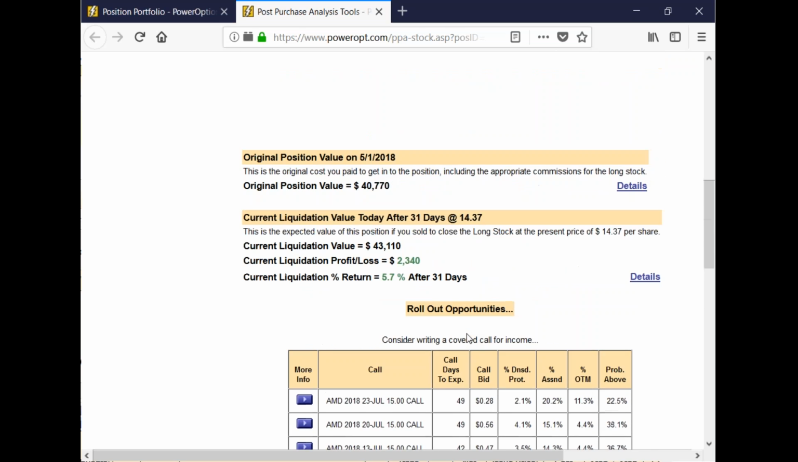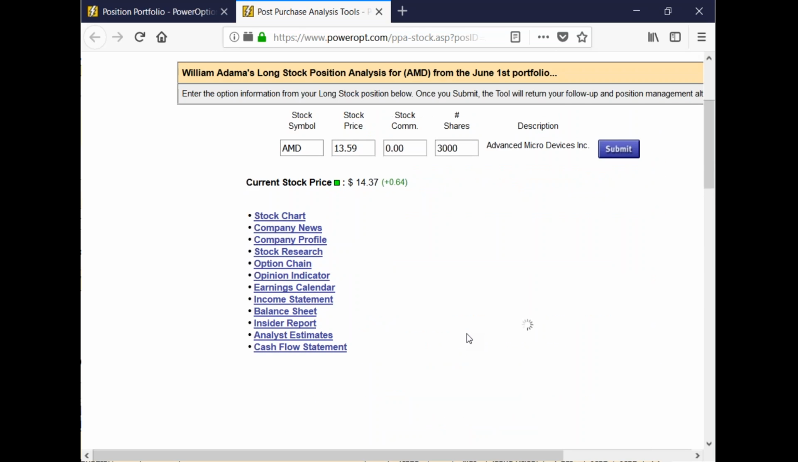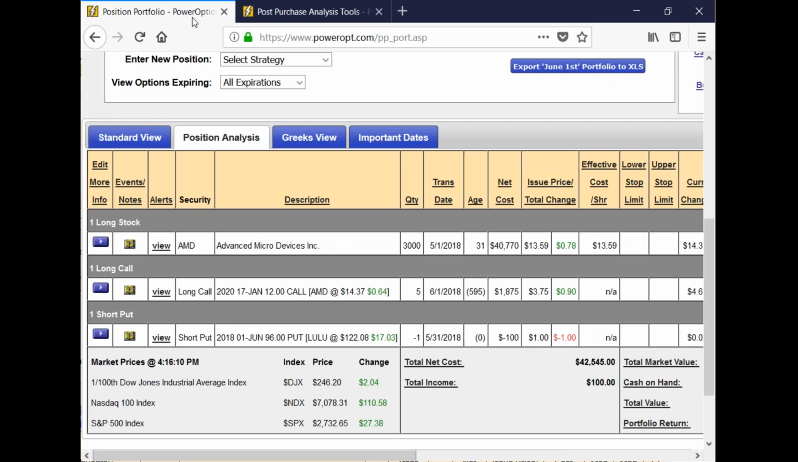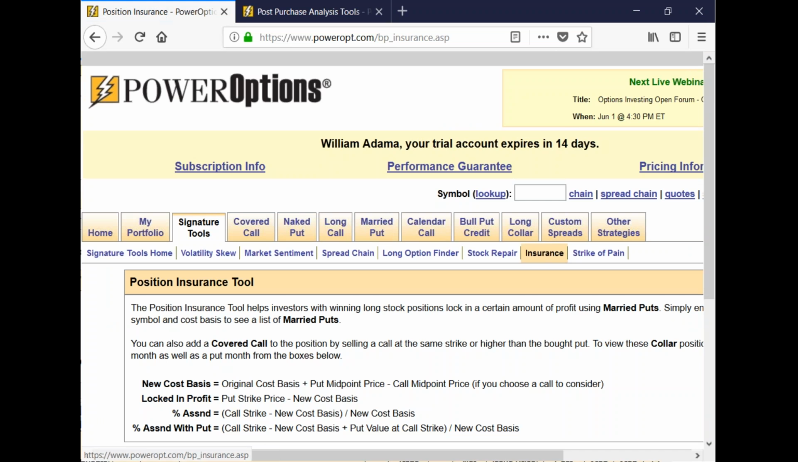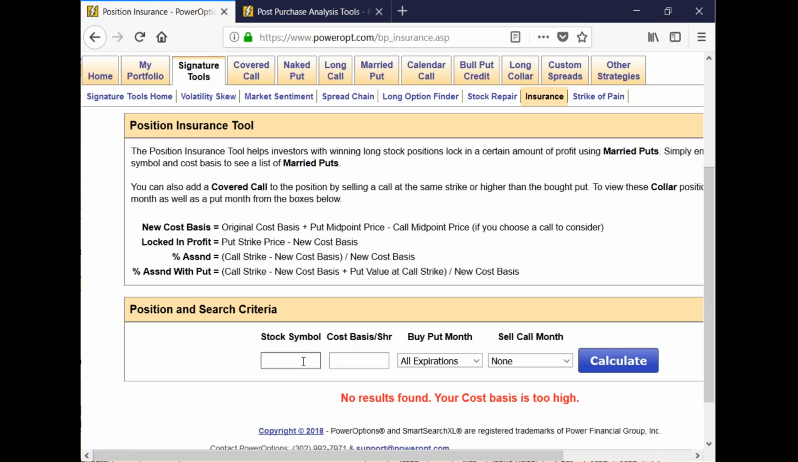So that's one idea, but I don't think it solves exactly what I'd want to do with this position. When I have a long stock that has a gain, and I'm perhaps worried about a pullback, what I'll typically do is go to one of our other signature tools called the insurance tool. I can also access it under the married put or under the long collar. And John, if you go to the insurance tool, you can simply put in your stock, your price, and we can look to buy a put or to sell a call or both.